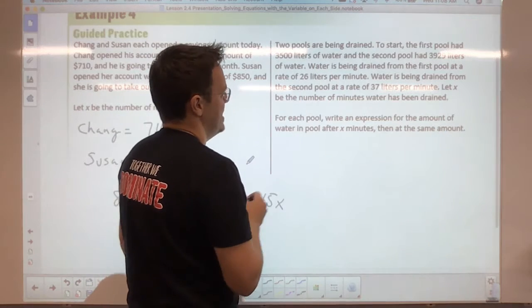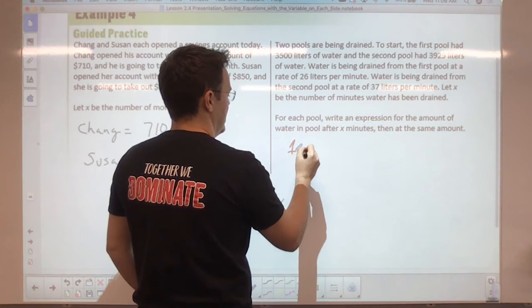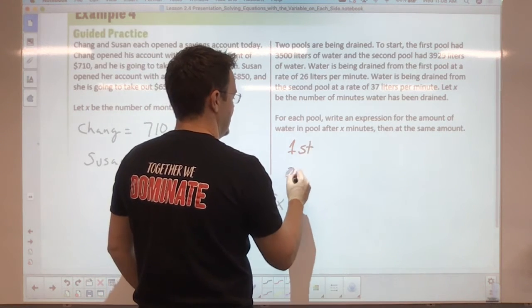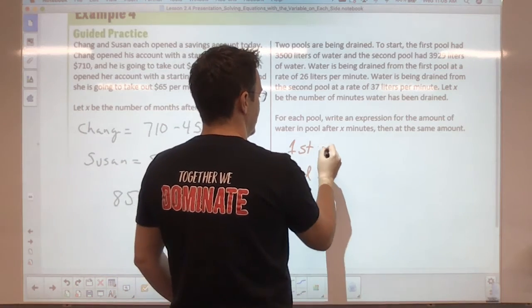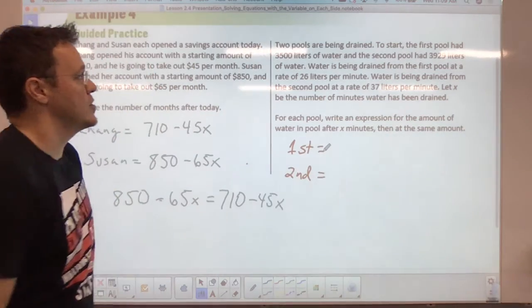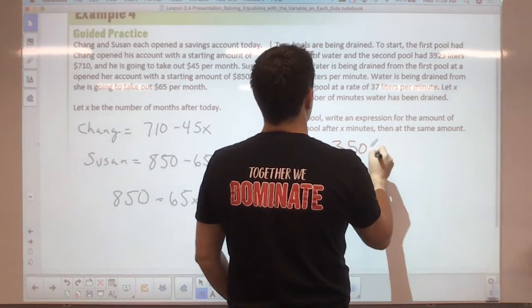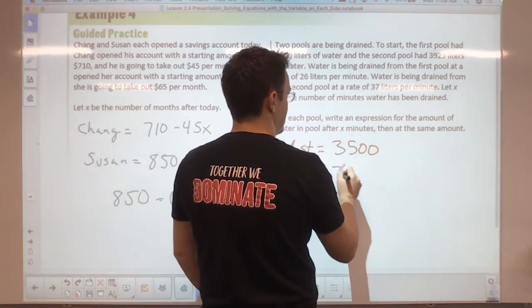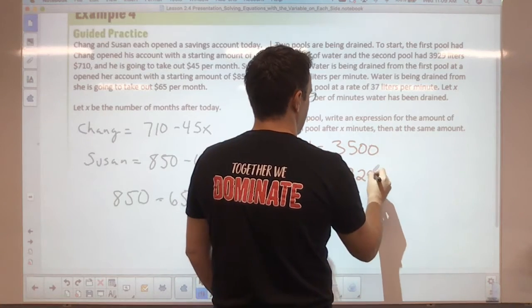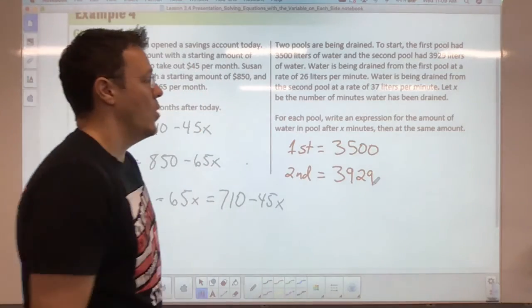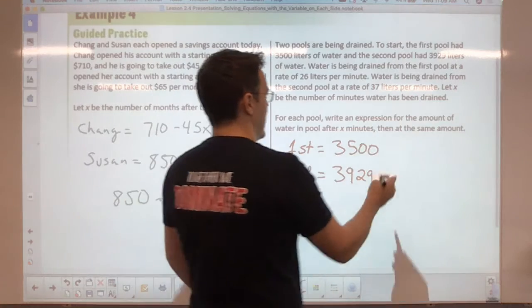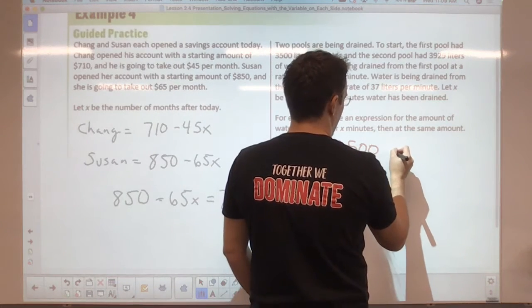Two pools are being drained. Pool one, first one, and second. They're being drained. Oh, these are negatives, that's why. Okay, so the first pool has 3,500 liters of water, and the second one has 3,929 liters of water. Water is being drained from the first pool at a rate of 26 meters per minute.